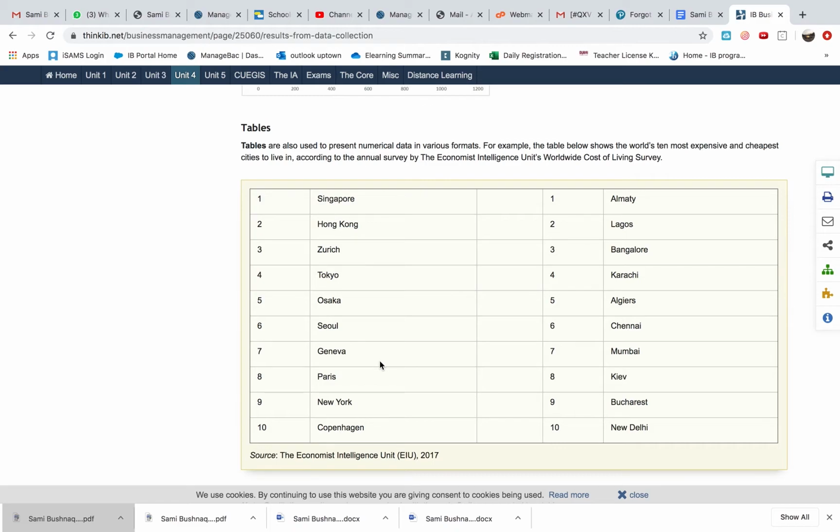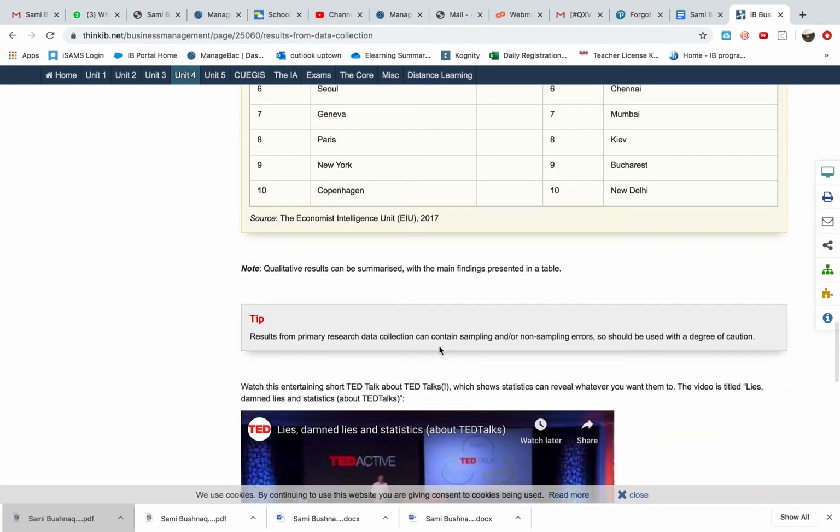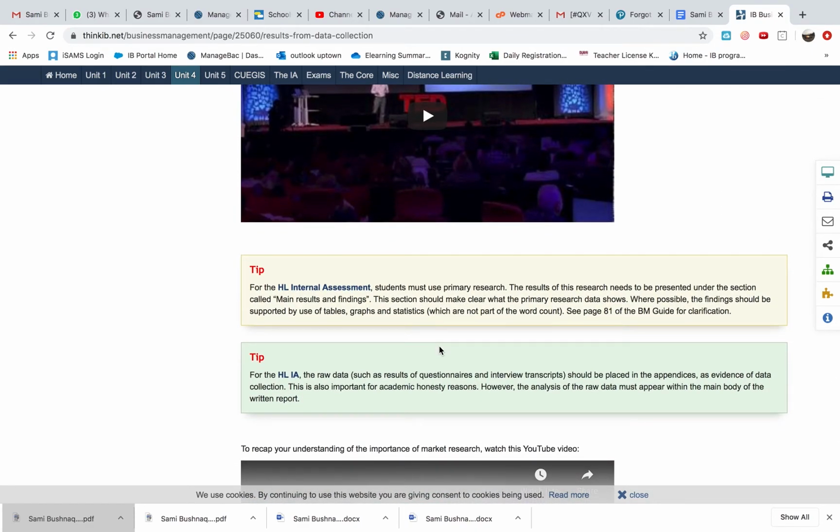Tables are another way to represent numerical data in different formats. So you can see below Singapore, 1, 2, 3, 4, 5, 6, 7, 8. You know, so you can rank things with tables and what have you. Anyway, those are all the different things.